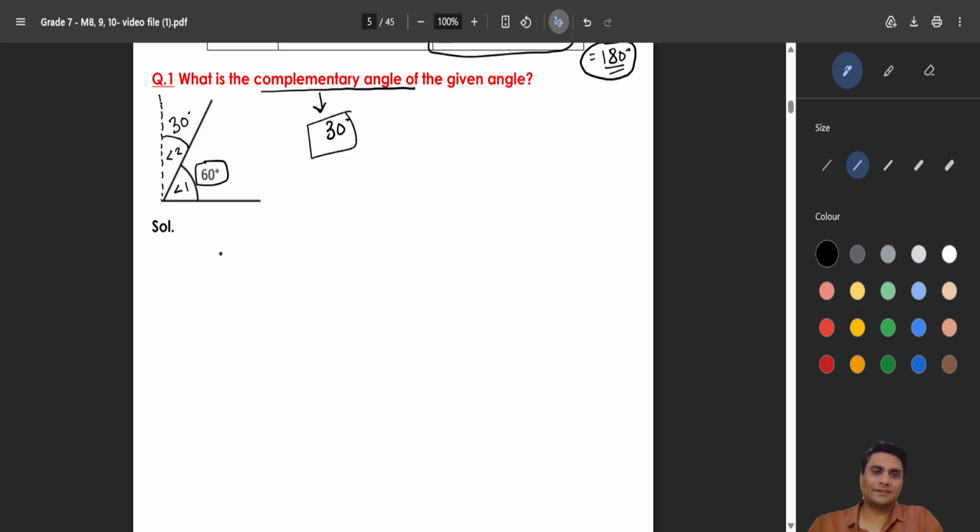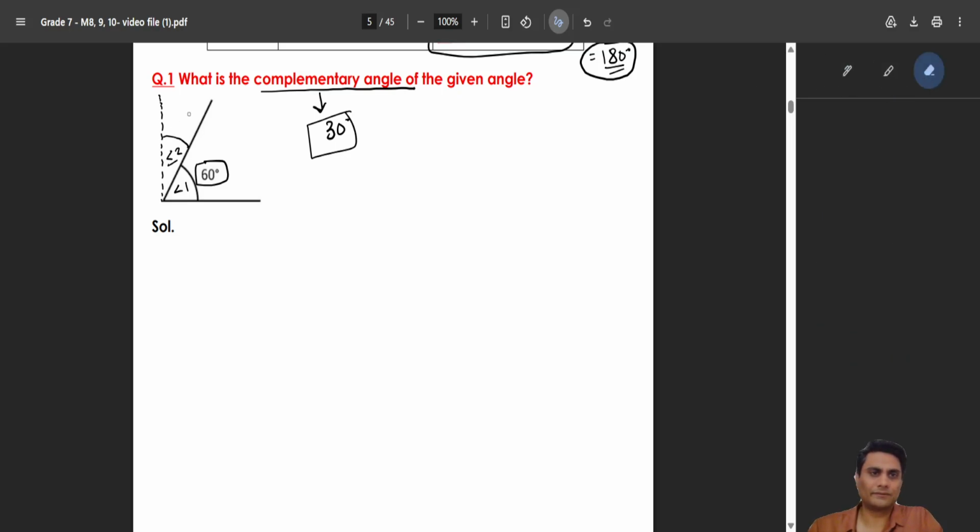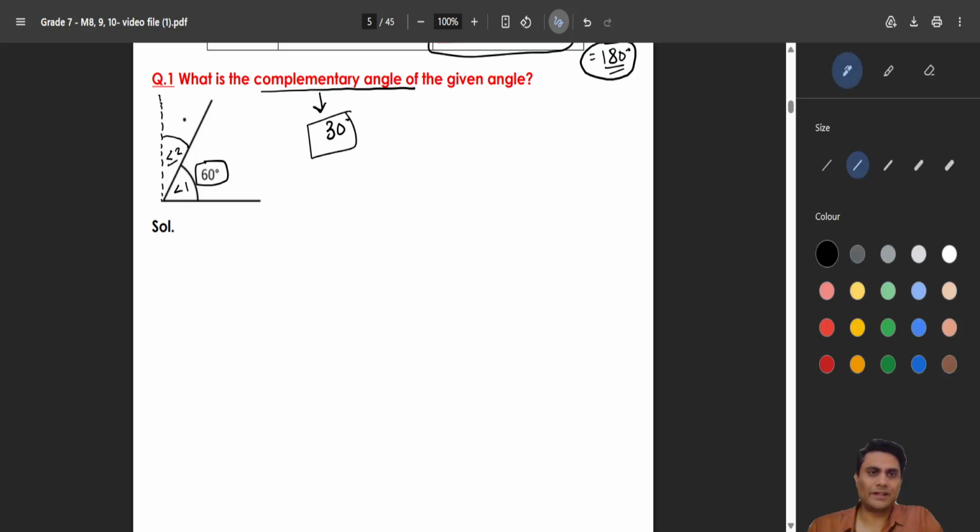How will I solve it in the exam if it comes? We have taken angle 2 here, right? Let's say angle 2 is x, okay? Now understand how to write it in the exam if it comes in the writing part. So angle 1 is 60 and the complementary angle 2 is x. I don't know it. So you will say angle 1 plus angle 2 should be equal to 90 degrees. Why? Because they are complementary angles. Correct?